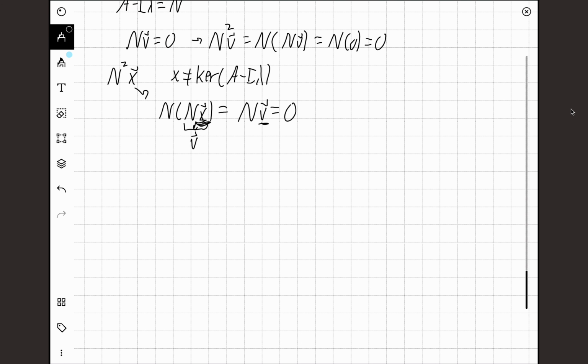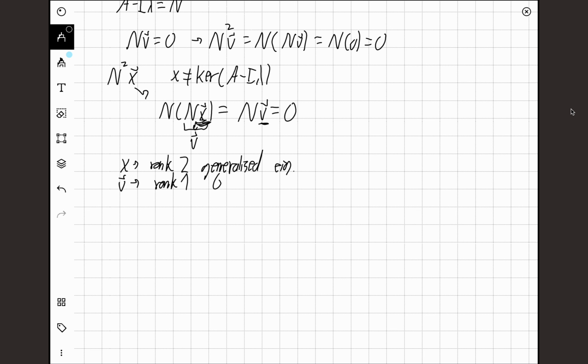And basically, what we say is that x is a rank 2 generalized eigenvector. And our actual eigenvector v is just going to be a rank 1 generalized eigenvector. I'll just call it GE. Rank 1 generalized eigenvector.